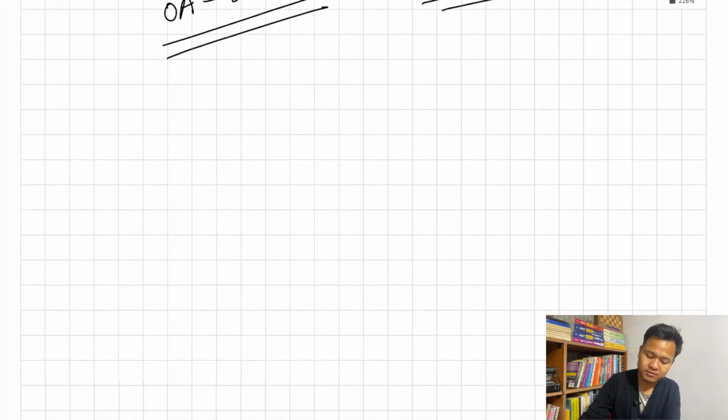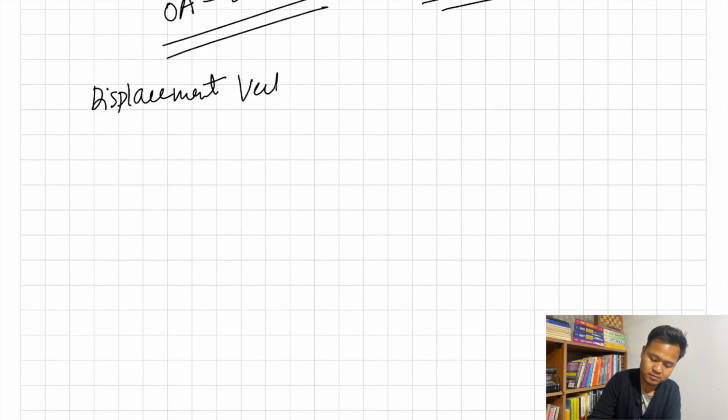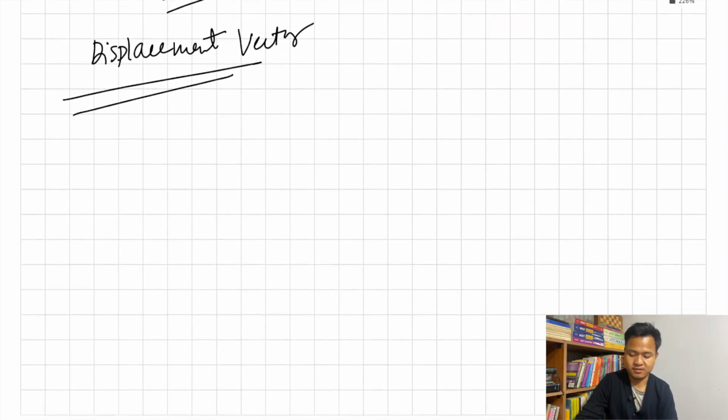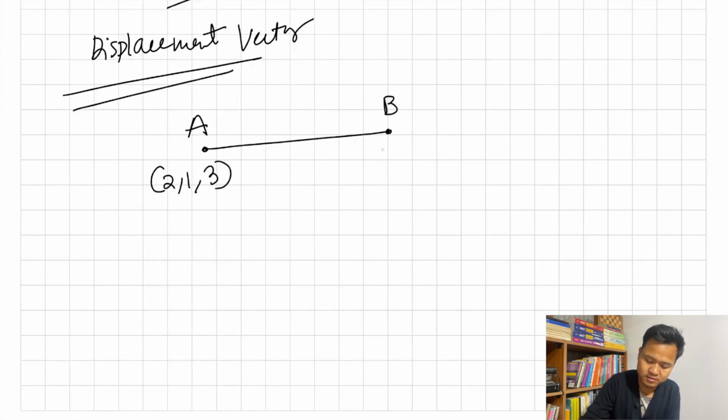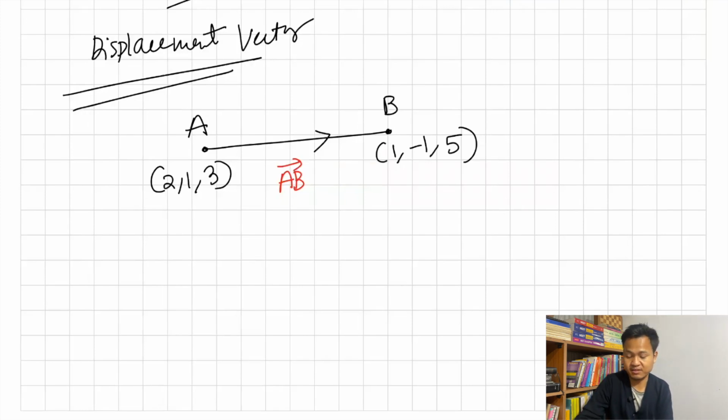So next you have something called the displacement vector. It is something similar to this. Suppose I have a point A whose coordinate is (2, 1, 3). I have another point B, let's say (1, minus 1, 5). If I go from A to B, the vector is AB bar.